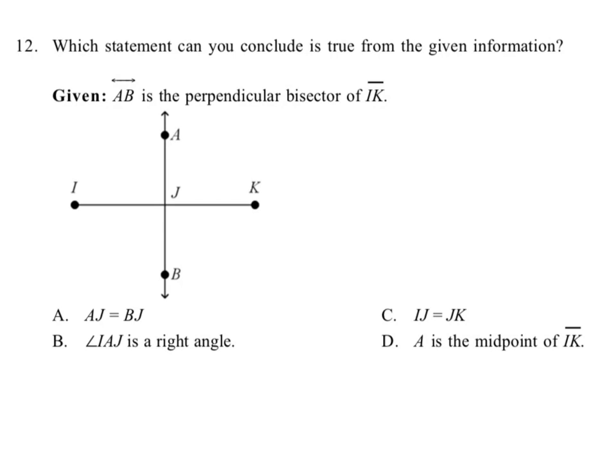Okay, what statement can you conclude to be true? Let's take a look at what we know. We know that AB, this line right here, is the perpendicular bisector that is bisecting IK, meaning splitting it into equal segments. And then we know that any point on this line, like A, for example, is the same distance to the endpoints there and there. So that's the same distance there and there.